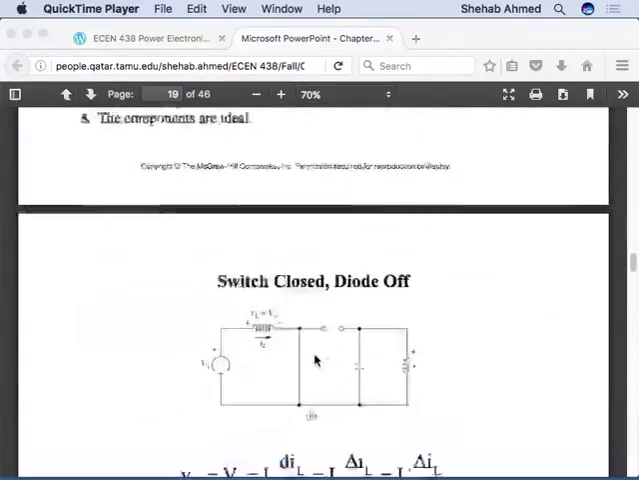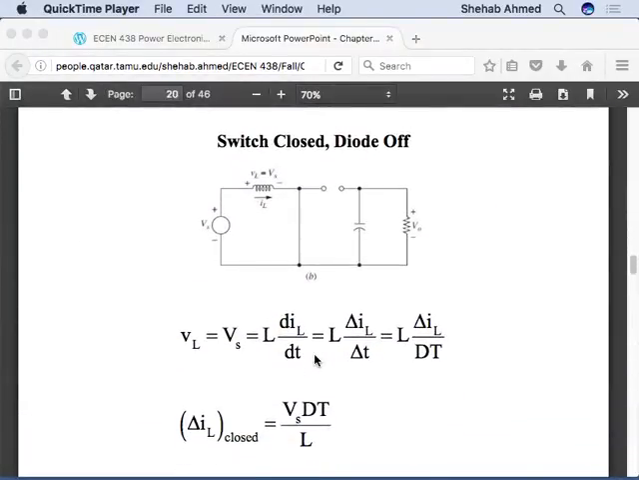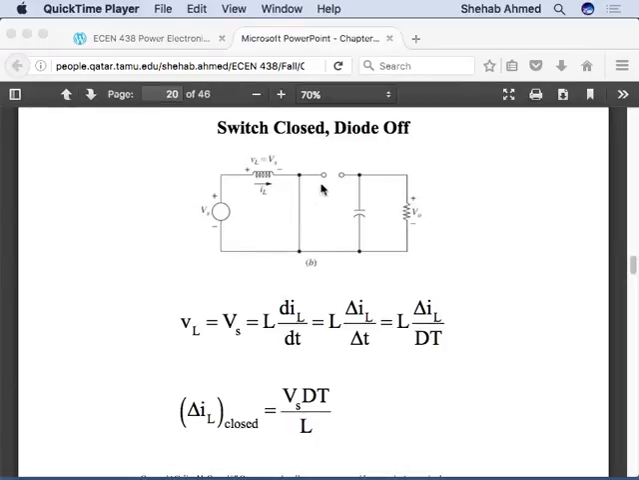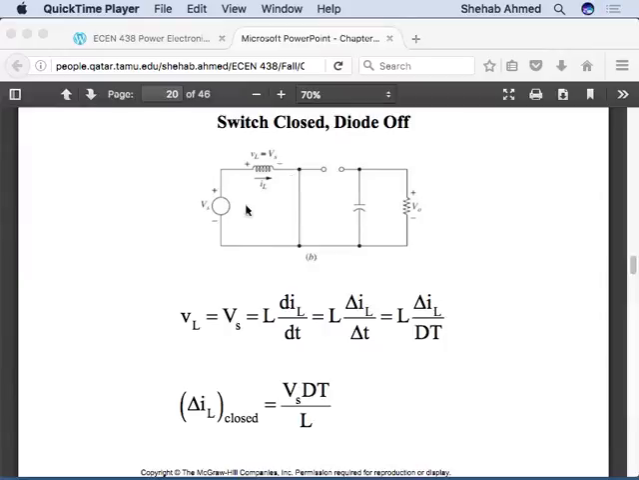Now let's go and do the equation. So now the switch is closed, the diode is open. Again, the same process. What is the voltage across the inductor? Source voltage in this case, right? Source voltage is placed across the inductor. So inductor voltage is equal to the source voltage, which is equal to L di by dt.